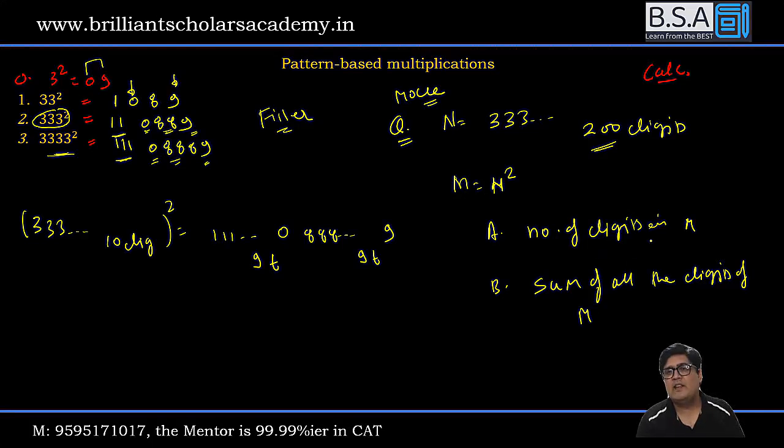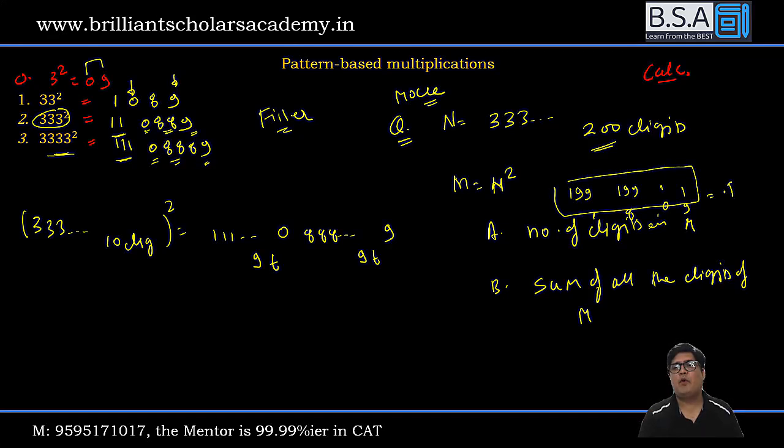How many digits will this have? See, it will have the digit 1, 199 times. It will have the digit 8, 199 times. Then 1 digit for 0, 1 digit for 9. So how many digits will it have? Observe. It will have 400 digits.